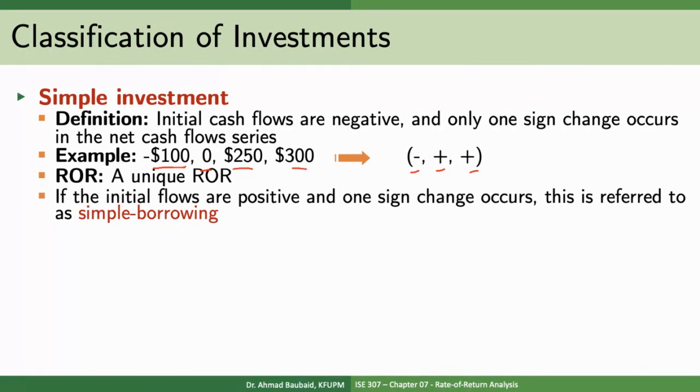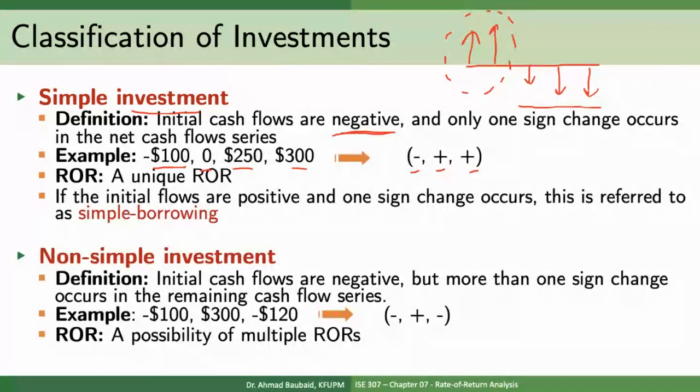Now what happens if the initial flows are positive? If the initial payments are positive, and then one sign change occurs, something like this, it's kind of the opposite of what I've drawn before. In a way, it's simple because it has one sign change, but the initial cash flows here are positive, so it's the opposite of this definition. We call that a simple borrowing cash flow. It's like you're borrowing money, you're getting income, and then you have to pay it back. It's also simple because there's one sign change, but it's not really an investment in that case, right? It's borrowing.